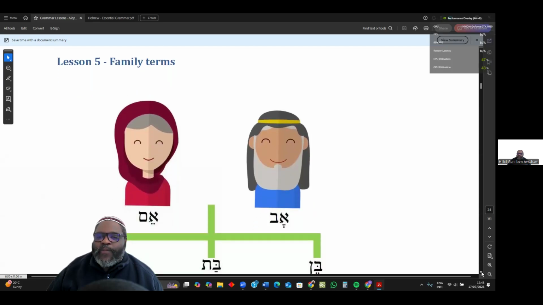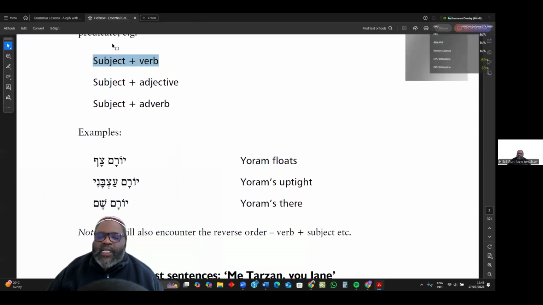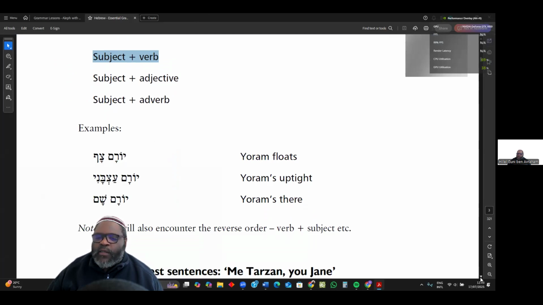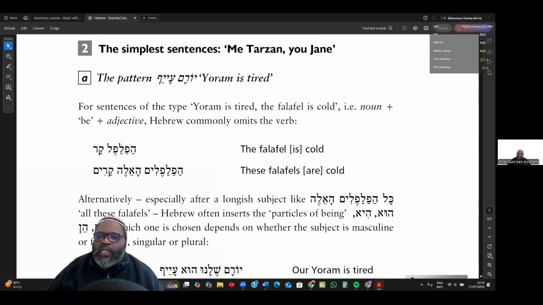Lesson 5, we are going to be learning family terms. Before we go to family terms, let's go to modern Hebrew. Modern Hebrew, I touched on a little bit, and also the sentence structure in the previous video, in the previous lesson, which was last Sunday. Let's go to lesson 2, or part 2, of modern Hebrew.